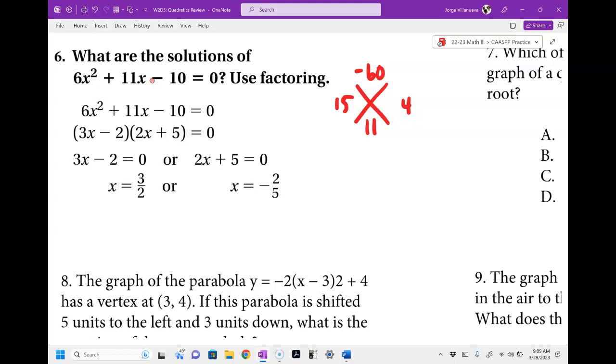No, I can't use that, because they would both have to be negative. That would give me a negative 11, so I can't use those two. What else can I use?